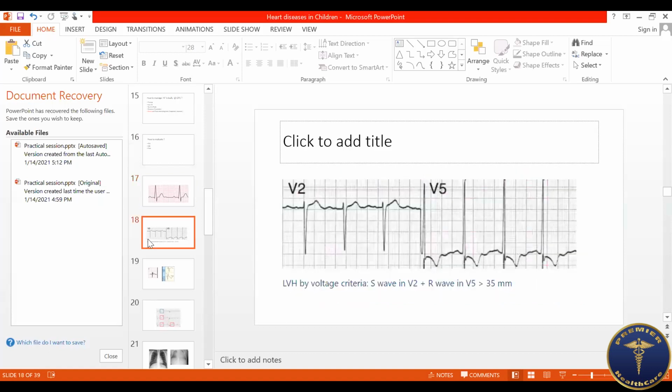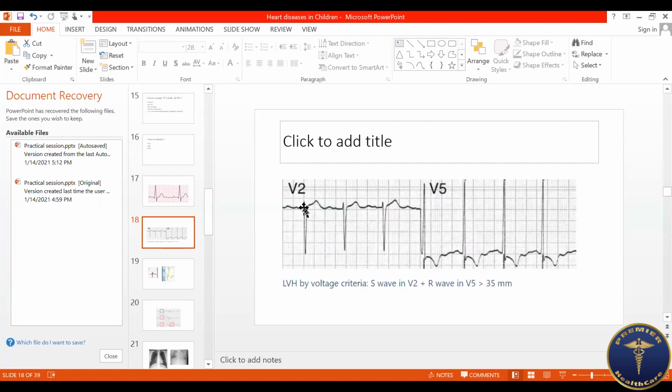Now, what do you see here? ECG has got several leads, right? If you talk about chest leads, there are 6 chest leads, V1, V2, V3, V4, V5, V6. If you look at this ECG, you can see in V2, what is very deep? This is S. This S wave is very deep.